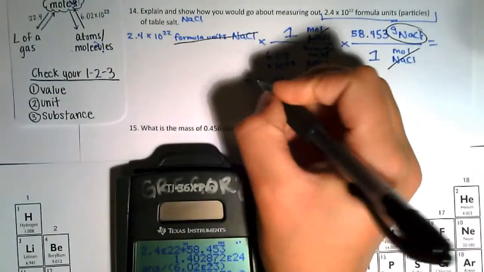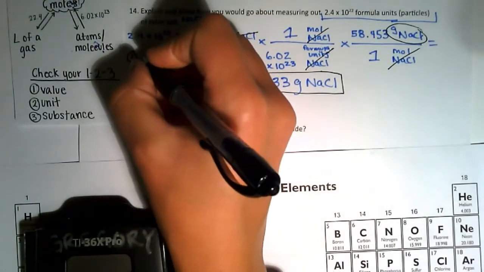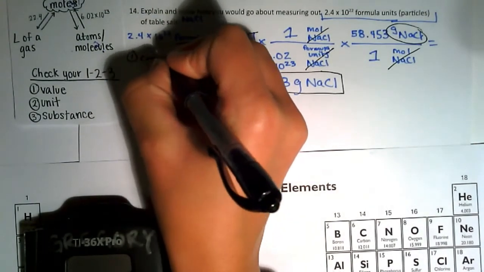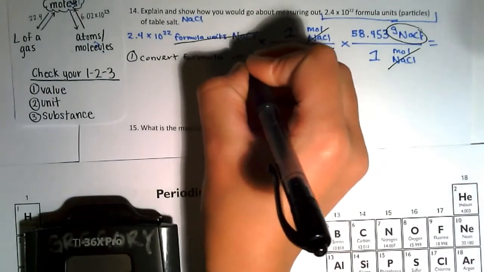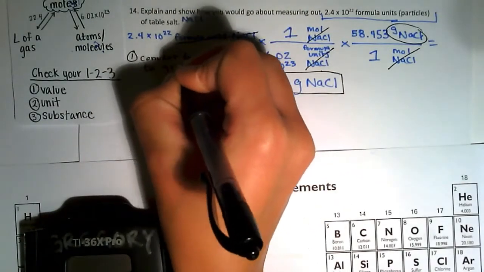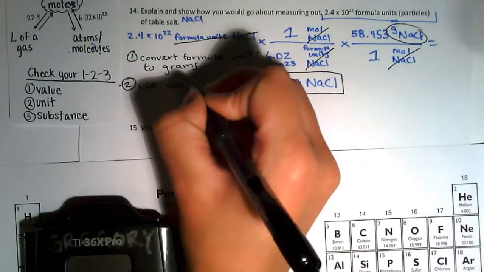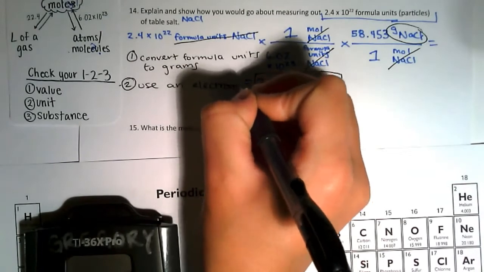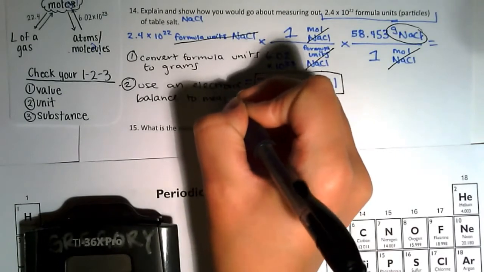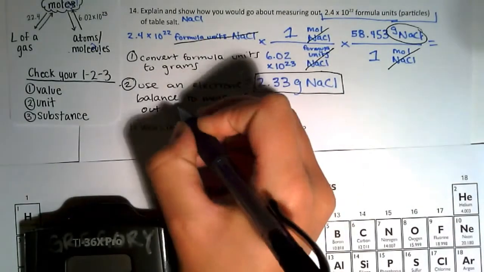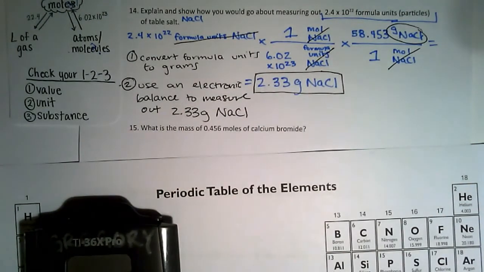Okay, so now that we've figured out our number of grams, now we should write our list of steps. So step 1, convert formula units to grams. And then step 2, use an electronic balance to measure out 2.33 grams of NaCl. Alright, there we go.